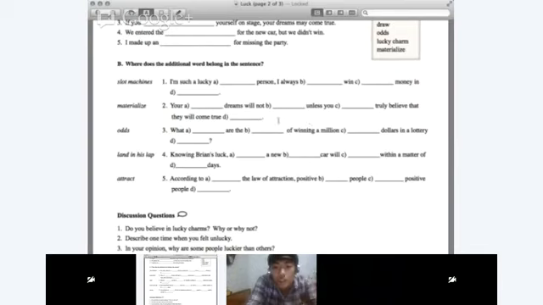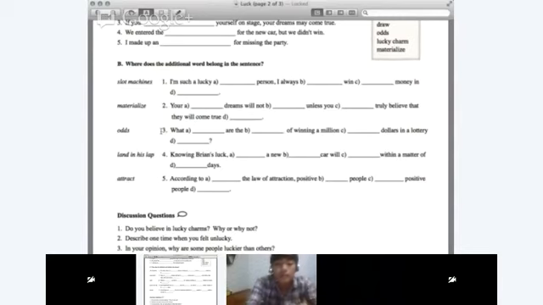Number two is B. Your dreams will not materialize unless you truly believe that they will come true. Good. What about number three? Anyone want to read the sentence completely with the answer? Yes.